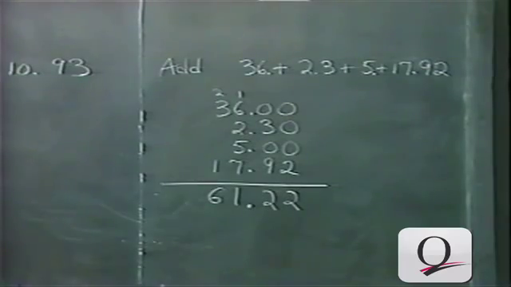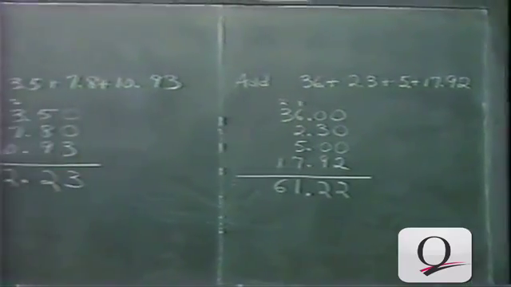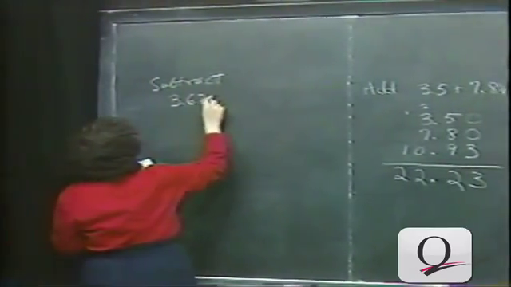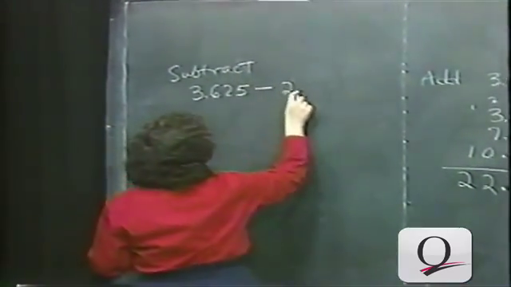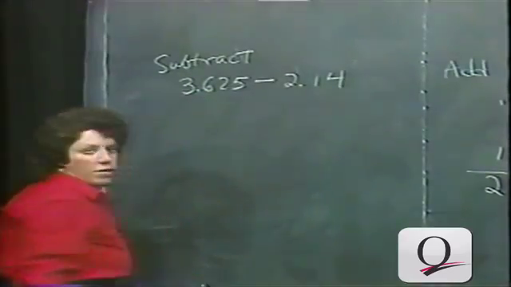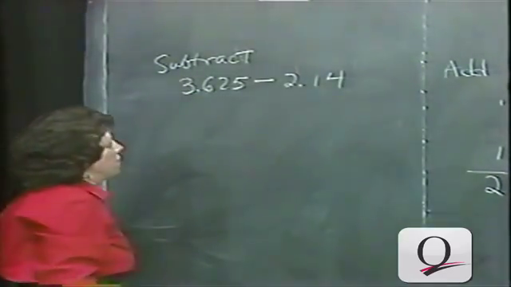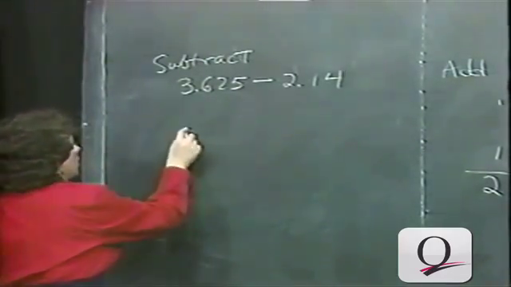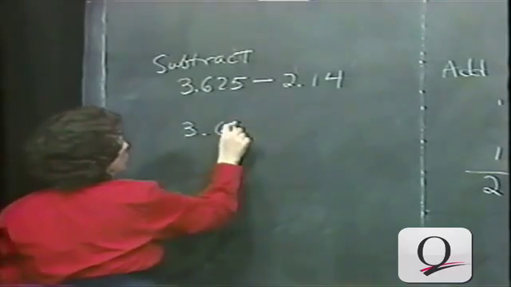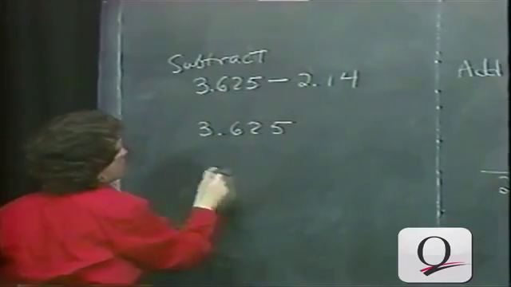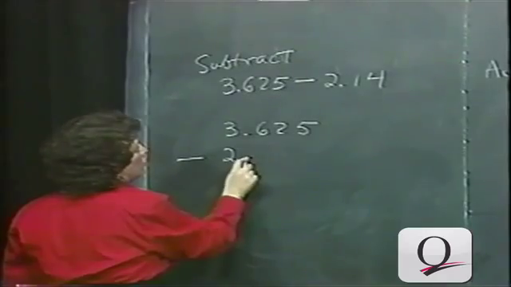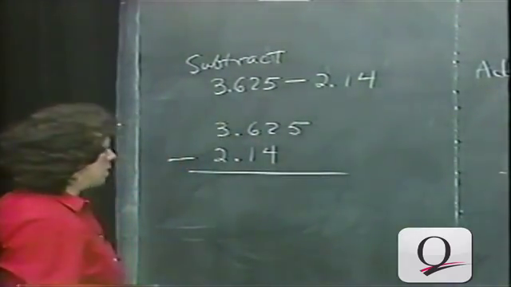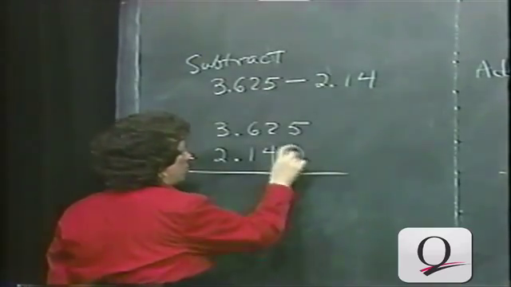Let's try a subtraction problem. Subtract 3.625 minus 2.14. 3 and 625 thousandths minus 2 and 14 hundredths. Once again, line up the decimal points. 3.625, take away 2.14. Okay, if you want, you can add the 0 here.